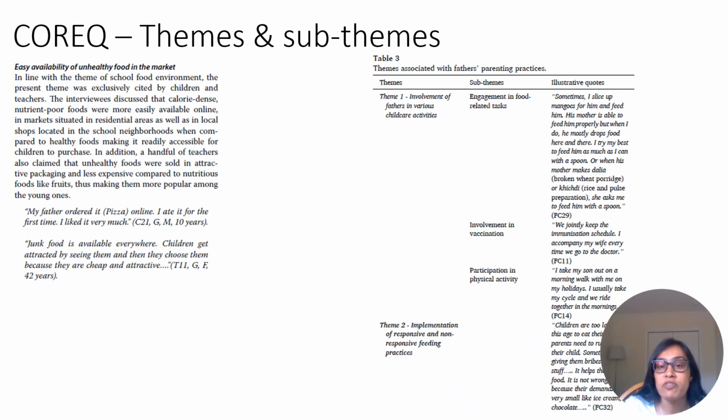Themes associated with father's parenting practices. Here you have the table: themes, sub-themes, and codes. If you remember, in the reporting section of domain 3 of analysis, you'll see whether the codes were given, illustrative codes. And here you can see I have given the codes. FC means father, father 29, father 11, and you have sub-themes, themes.